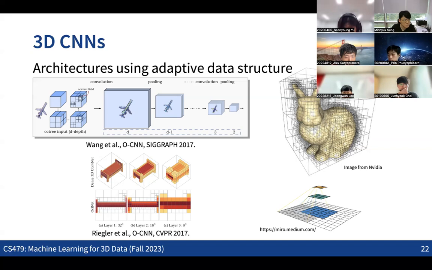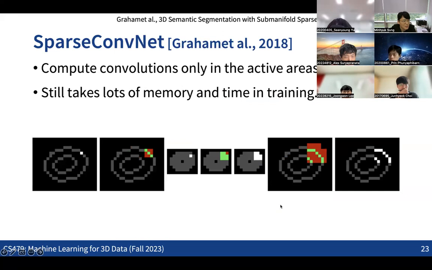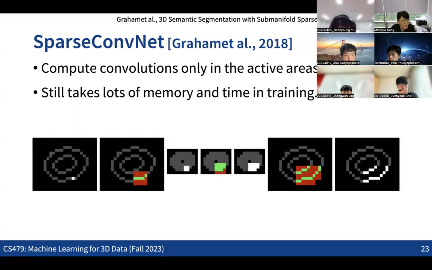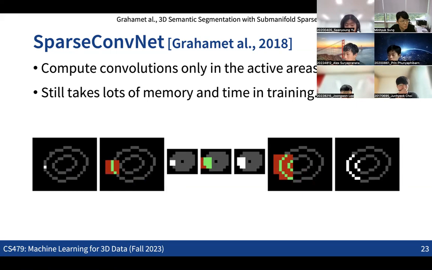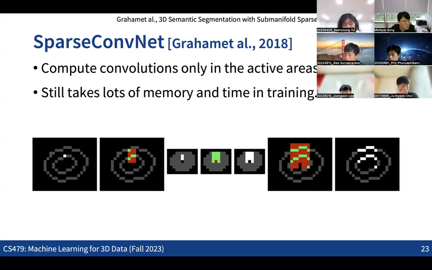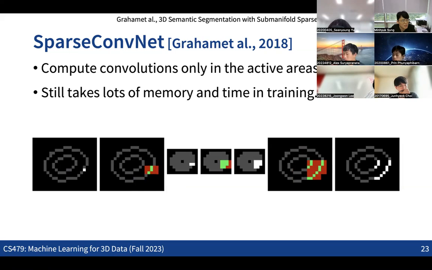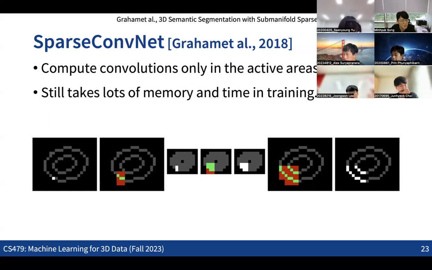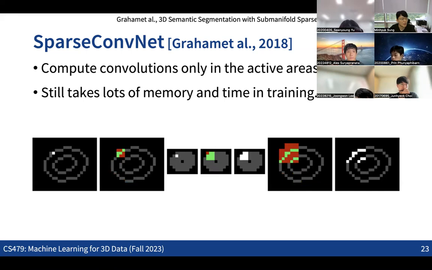There are also architectures that use engineering tricks, applying the convolution operation not to the entire region, but only to the regions that contain surface information. These regions are called active areas. The trick avoids convolution operations in the empty space and applies the computation only in the active areas, to make the system more efficient. But this still took lots of memory and computation time in training. Still, those are some of the attempts to apply 3D convolutional neural networks to handle 3D data.